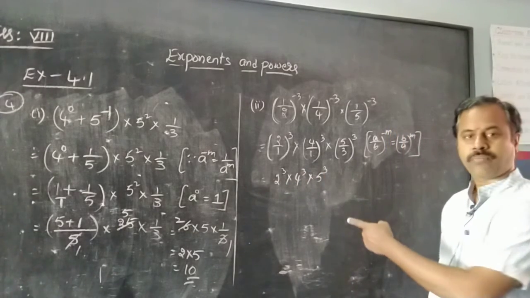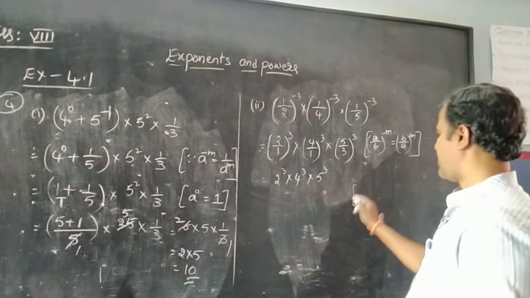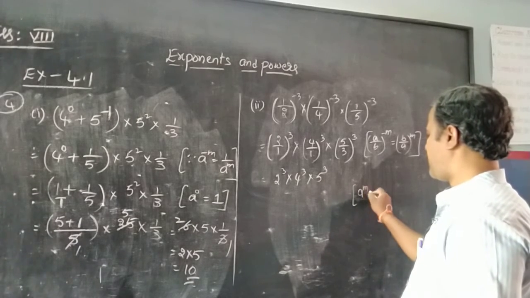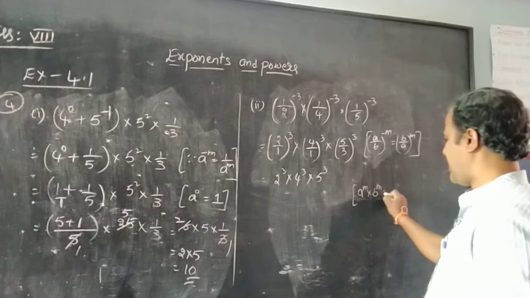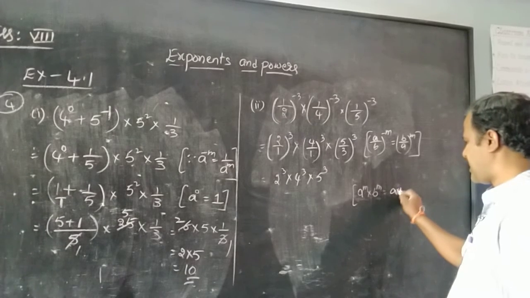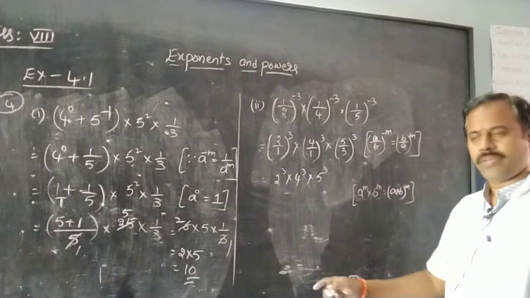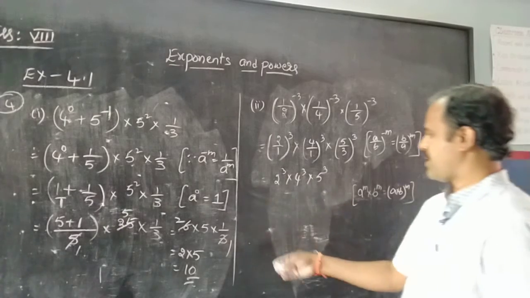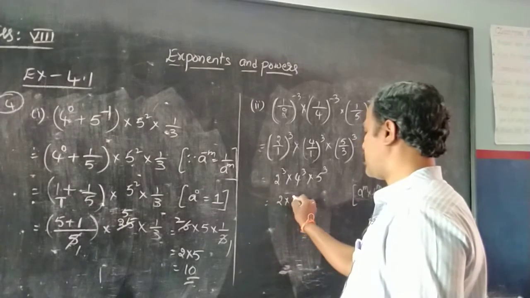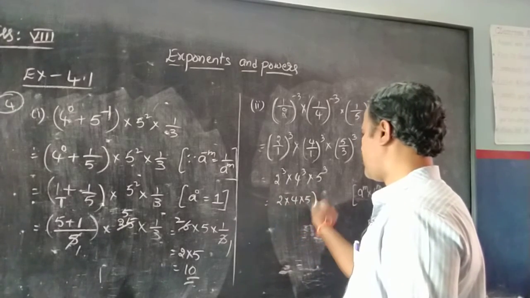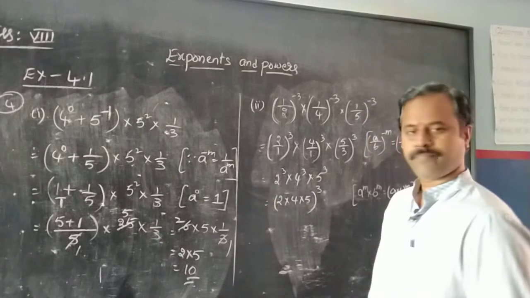You observe one more formula here. What is it? Yeah, you can take the power common. A power m into b power m, you can write it as a into b whole power m. Okay, Nana? Now in the same manner you change this one as 2 into 4 into 5 whole to the power of 3.